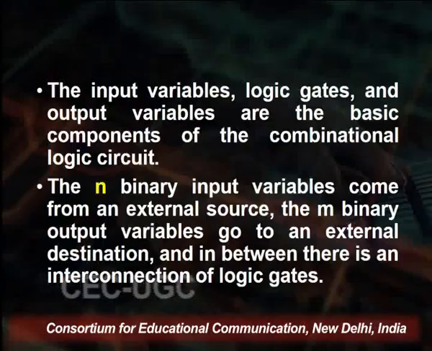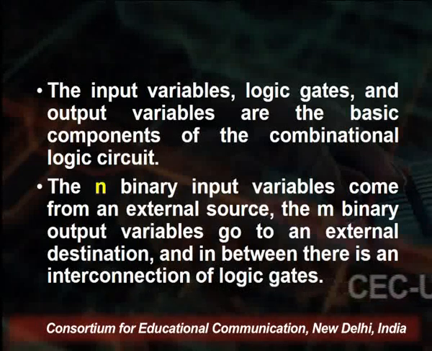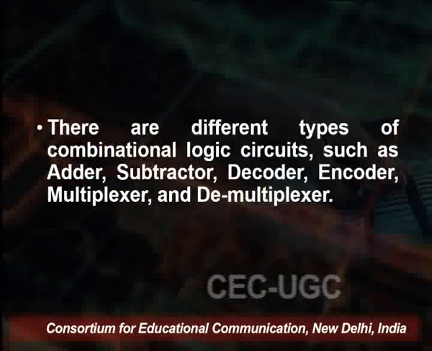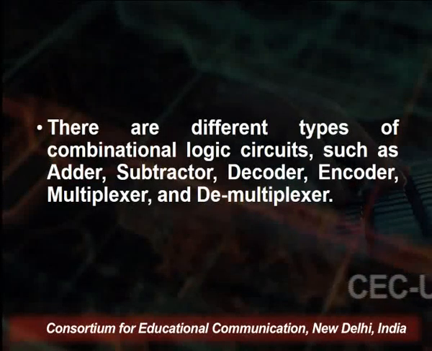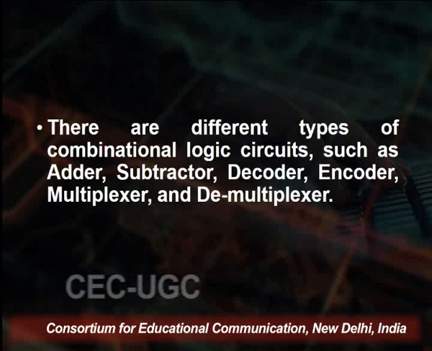So three components: any number of input variables, any number of output variables, and a combination of gates which takes the n input variables and converts them into the m output variables. A few examples are an adder circuit, a subtractor circuit, a decoder, encoder, multiplexer and demultiplexer. So today we are going to take a very commonly used circuit, and before we get there, let's see how these work.